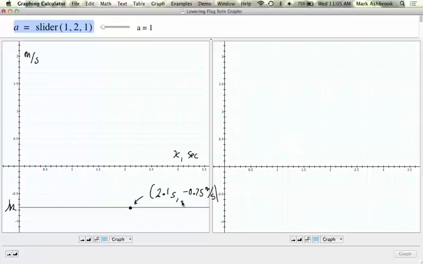Okay, and so then what's the rate of change at 1 second? Negative 0.75, right? So this is showing us the constant rate of change, that it doesn't change no matter how much time has gone by. Okay, so now let's think about this.